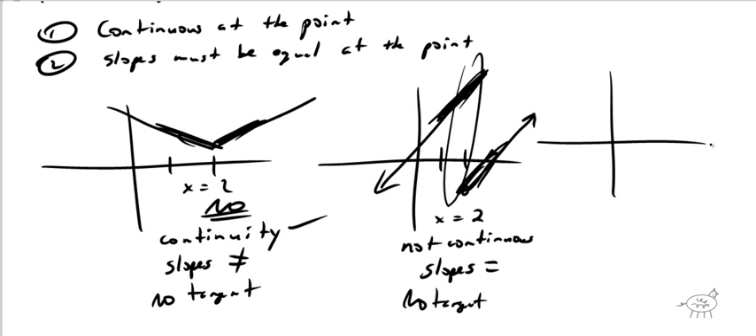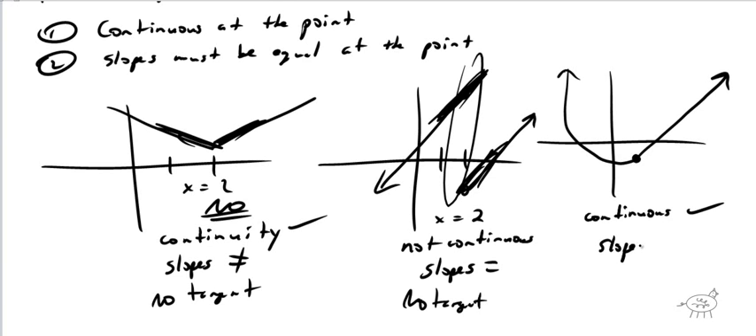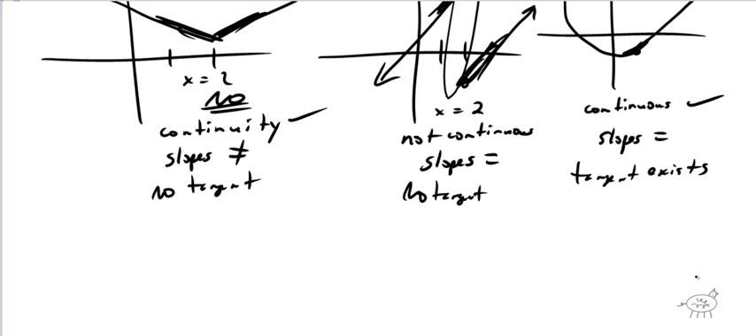Our last example can look like this. This is a quadratic on the left-hand side and linear on the other side, and it's continuous, and also the slopes are equal, because this slope basically matches right into that second line. So in this case, the tangent exists. Let me move this up a little bit so the x doesn't get in the way.